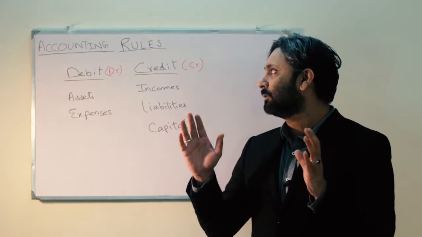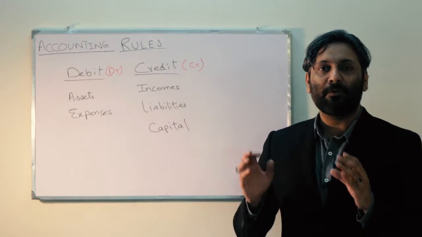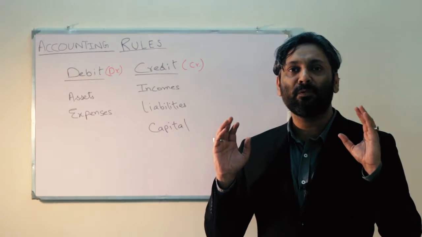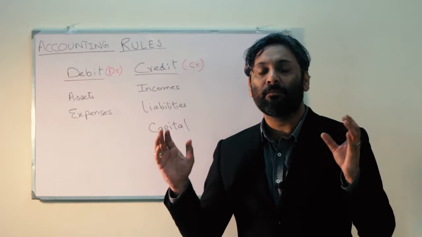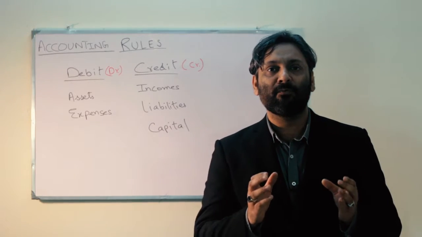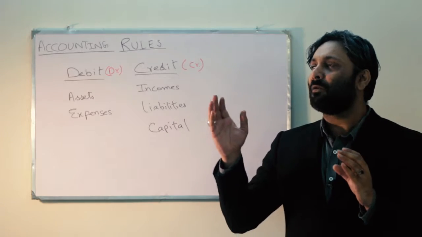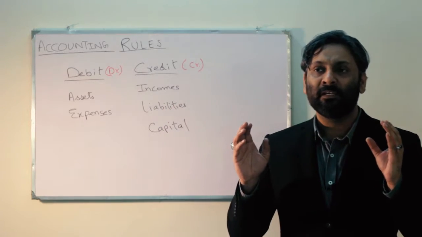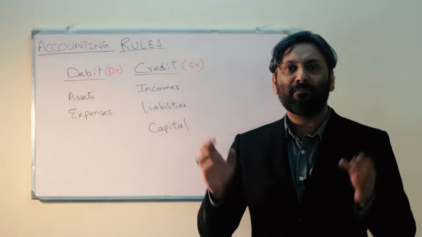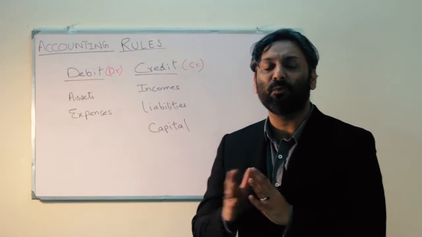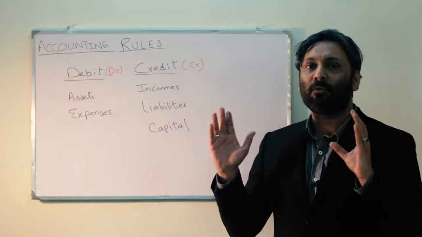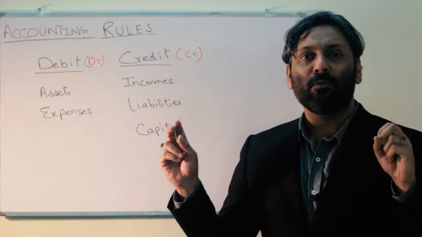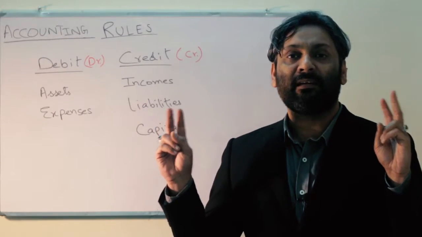So the accounting rules. This is what we are going to talk about in this slide. The rules, as you know, are very important for defining a subject or for taking the subject forward. Now, when we are talking about accounting rules, there are basically two rules which are going to determine the whole of accounting and how we are going to take it forward from here. There are two rules: debit and credit.